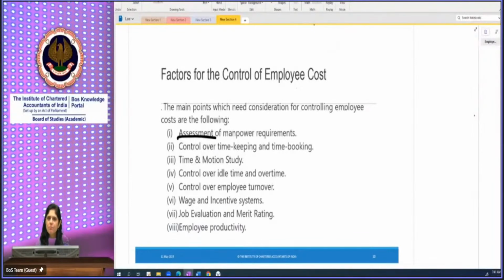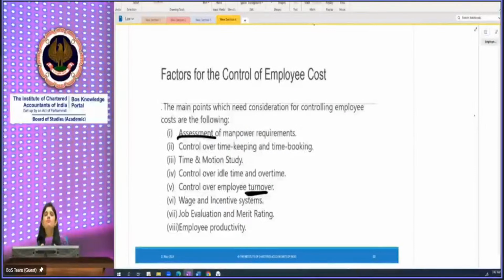Control over timekeeping and time booking, that I explained to you. Time and motion study, again, I explained to you. Control over idle time and overtime. Control over employee turnover. Turnover means employees leaving the organization, coming. Employee turnover means new employees are joining, old employees are leaving. So change in the number of employees or composition. Composition means number of employees. There are 100 employees, 10 have left, then 2 have joined, then 5 have been promoted. So the numbers are changing. Employee turnover means employees are changing.